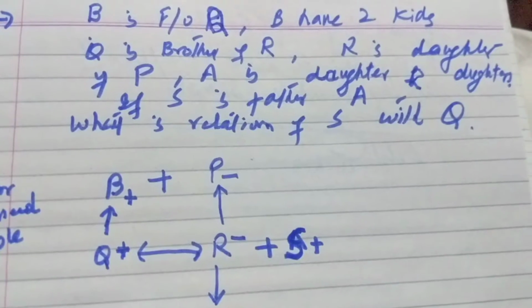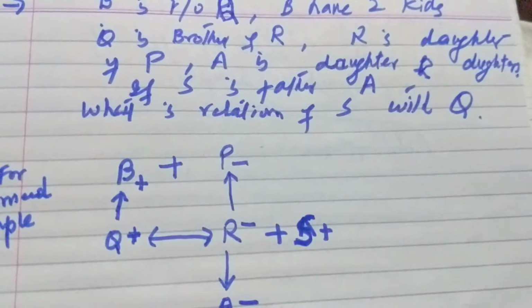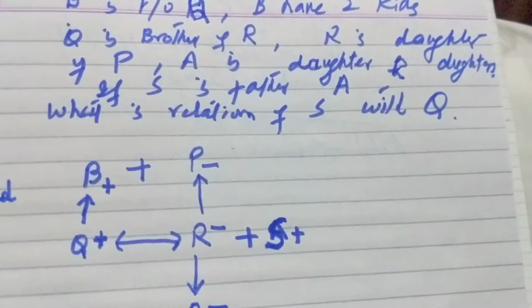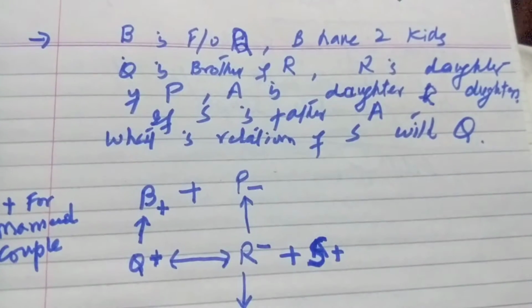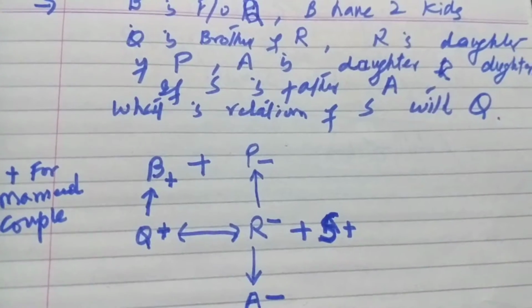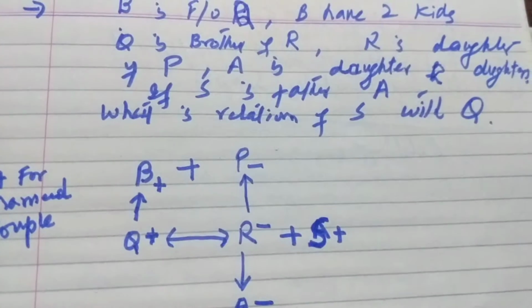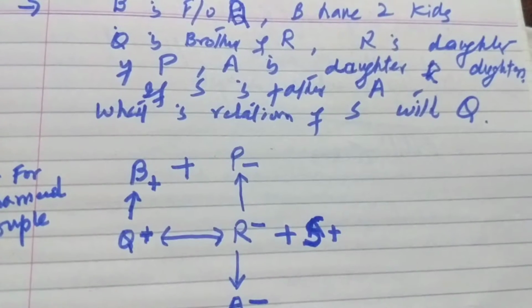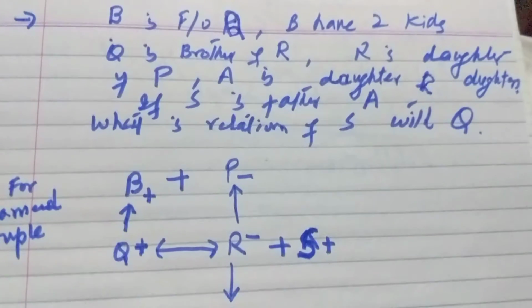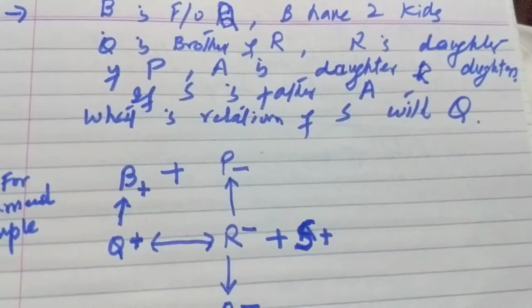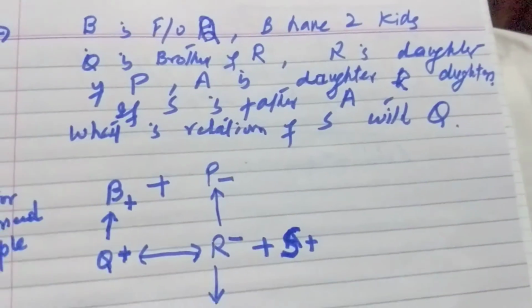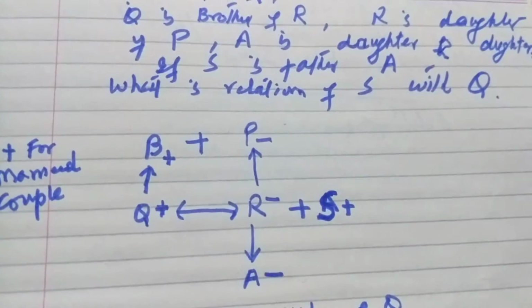If S is father of A, what is the relation of S with Q? Now step first, B is father of Q. Here B is with positive sign and with upper arrow, and Q is the son, so with positive sign. And next, B has two kids. Q is brother of R.